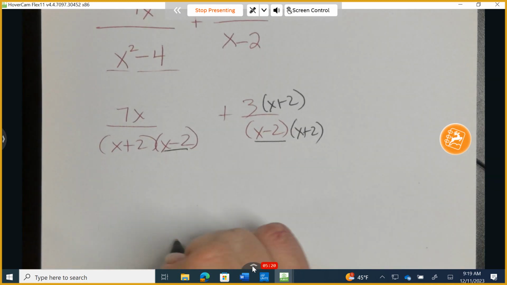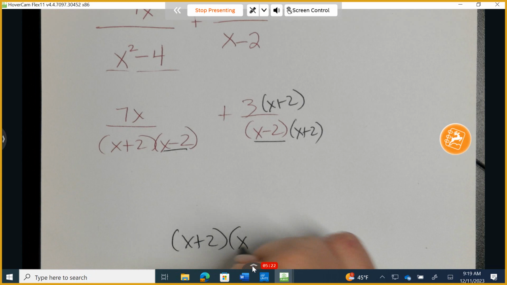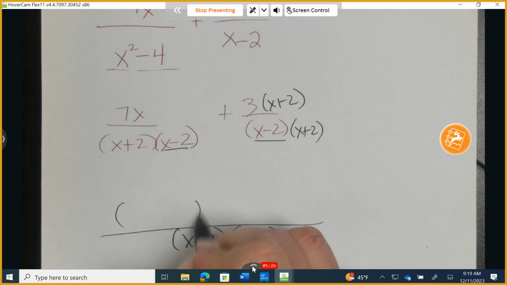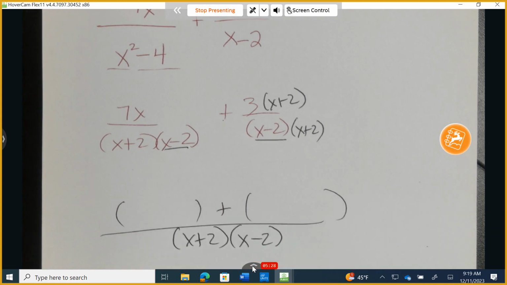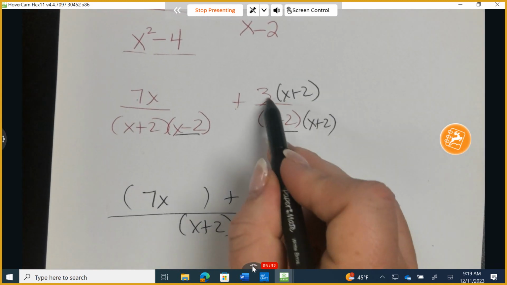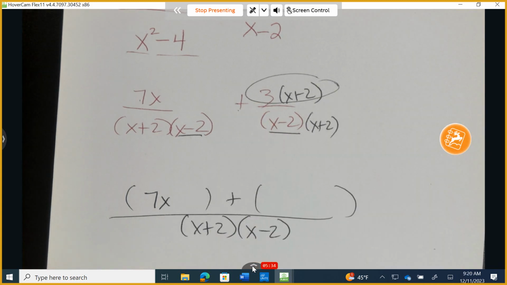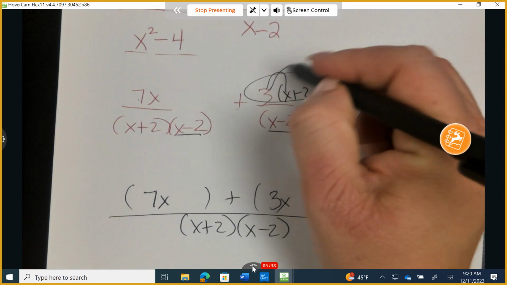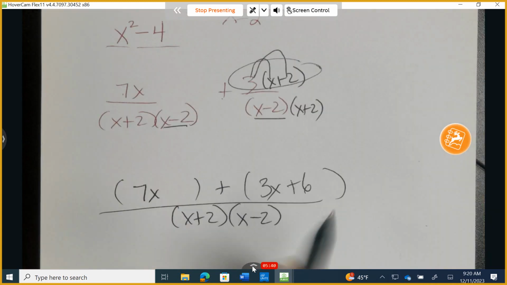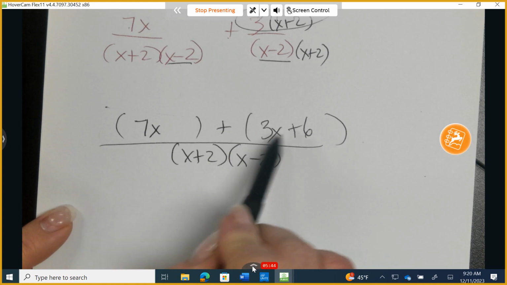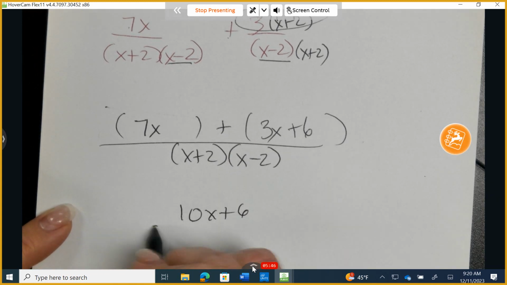Once the denominators are the same, I write them down. It doesn't matter if I put the group that's x plus 2 or x minus 2 first. Then I make two parentheses. In this case, I'm going to separate them by addition. In the first parenthesis is 7x. And in the second parenthesis, I could write this down, or I'm going to be lazy here. I'm going to do it at the same time. So 3 times x is 3x. 3 times 2 is positive 6. Now on top, when I combine like terms, 7x plus 3x is 10x plus 6.